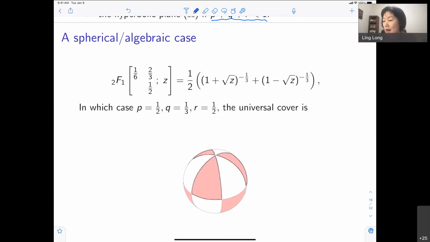So what you will see is the upper half plane is mapped to a triangle. And then wrapping around this point, you need 3 of those upper and lower half planes put together. So you need 3 copies of the combination around the North Pole. And then down here, you need 2 copies, and 2 copies here. So you get the universal cover, which is a sphere. And the corresponding hypergeometric function is algebraic.